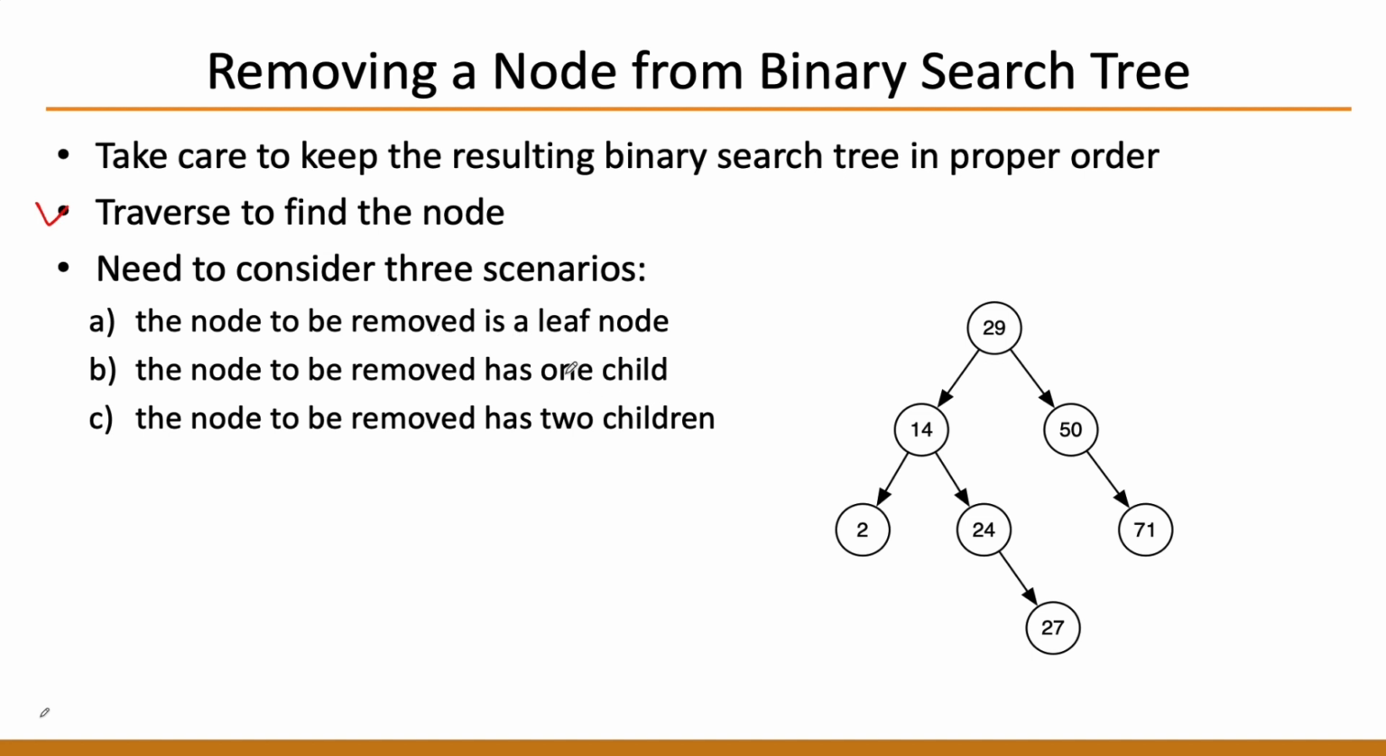Case number one, if the node is a leaf node, for example, 2 over here, or the node has a single child, for example, 24. If you want to delete 24, that is one example of a single child. Finally, the third possibility is that the node you try to remove has 2 children. 14 is one such example, or 29 is also one such example. So they need to be handled differently, and we will discuss them one by one.